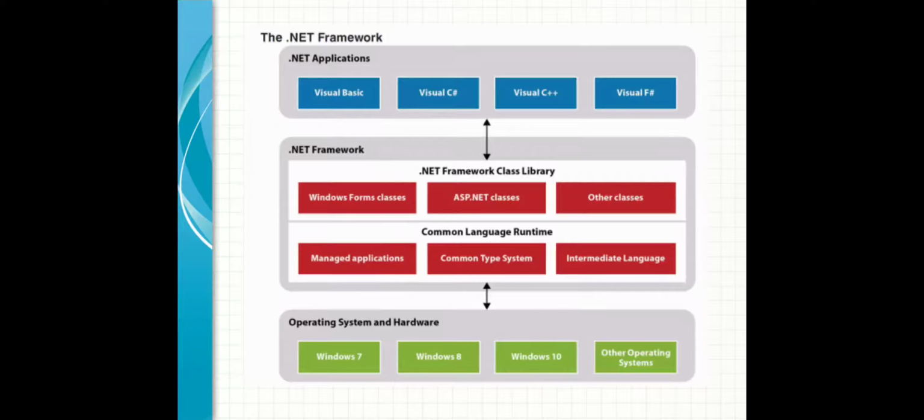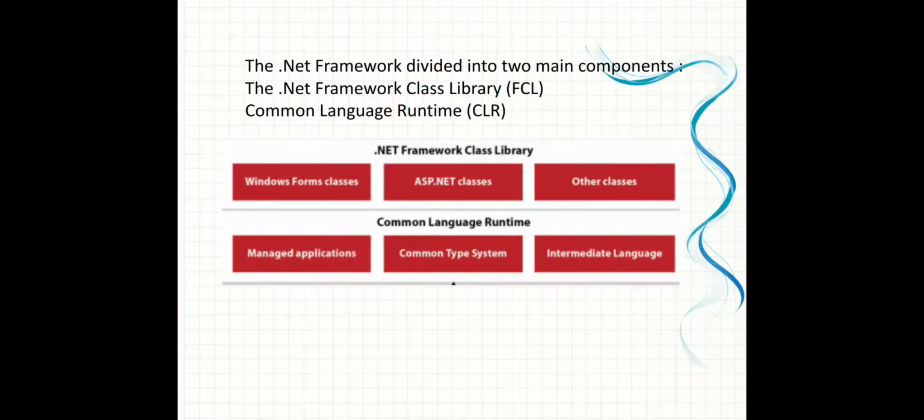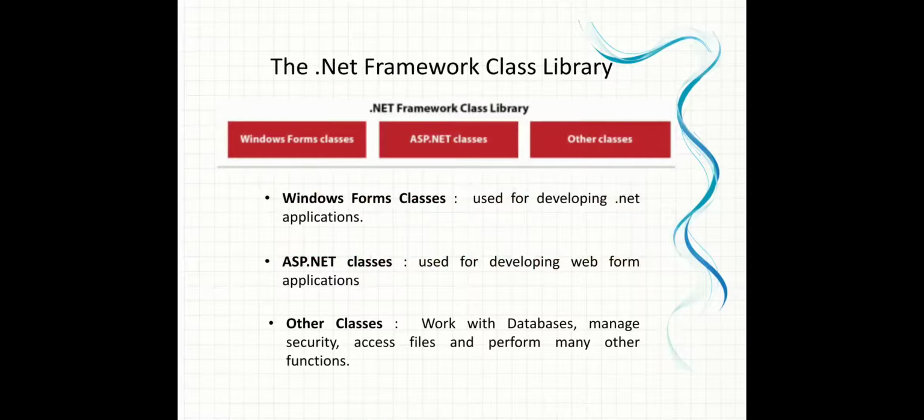Now we will discuss the .NET framework. The .NET framework is basically divided into two main components, that is FCL, the .NET framework class library, and the common language runtime. The .NET framework class library is pre-written code, that is code included in classes, and they provide functions for developers to create .NET applications.